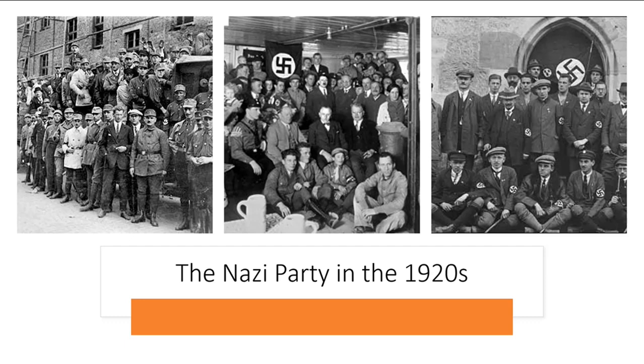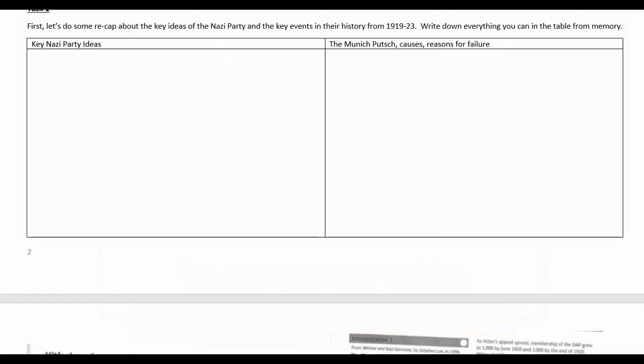Right, let's get started straight away with the first task, which is a recall task. We did some work two lessons ago on the early Nazi Party, in the period from 1919 to 1923. You'll see here a little table. Again, you don't have to use this table. You could use something else. You don't have to print this out and write on it.